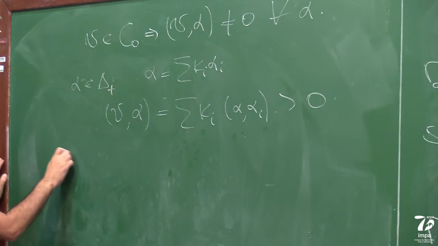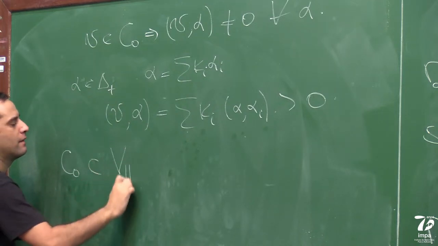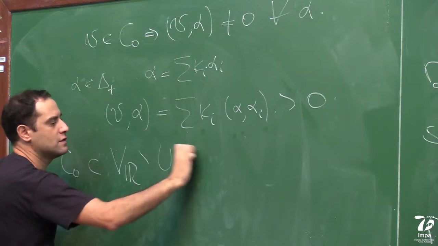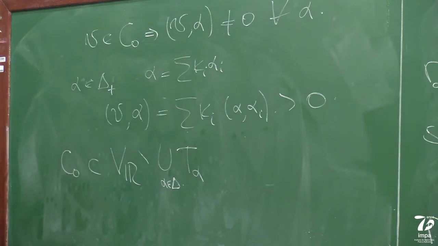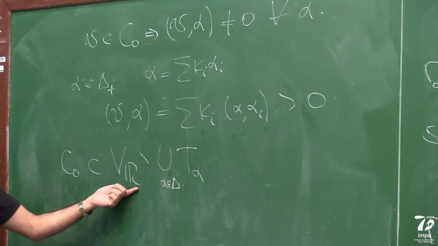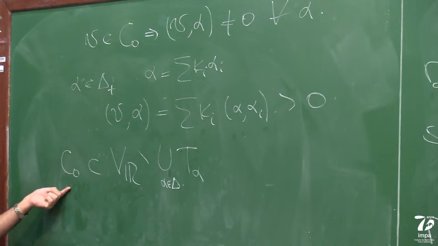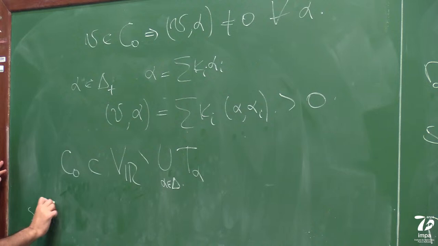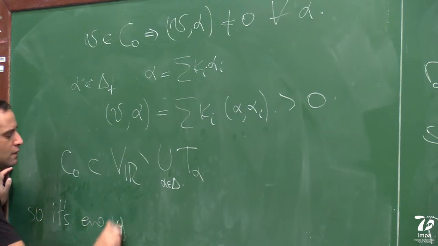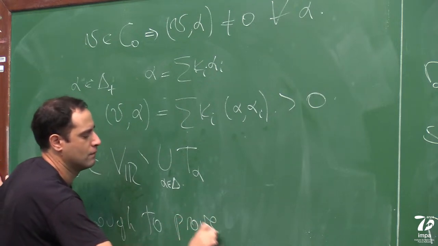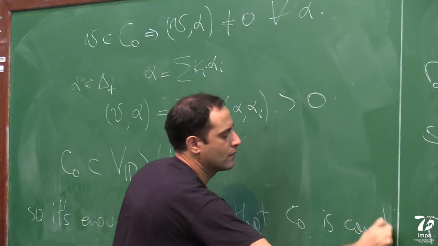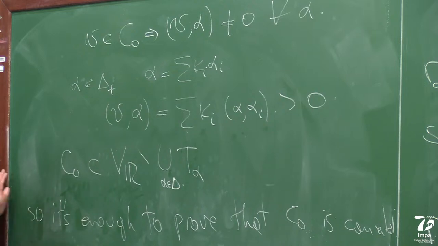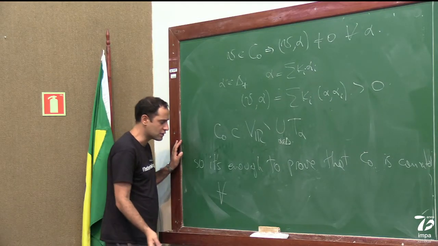So this means that C naught is included in V_R minus the union of all of these T alphas. It does not intersect T alpha. All right, so since the chambers were the connected components of this, it's enough to prove that C naught is connected. But this is trivial because C naught is a cone, so it's actually connected by intervals, by lines.